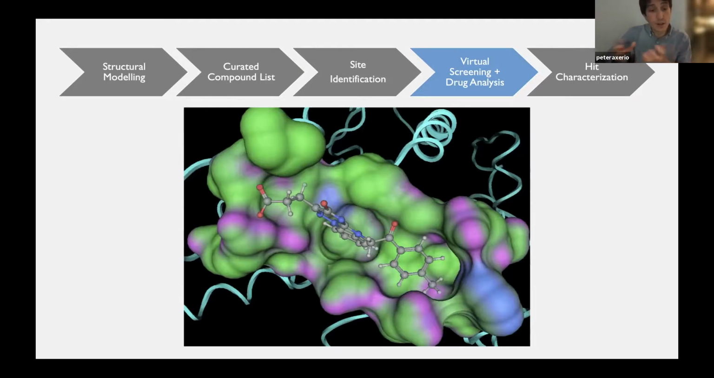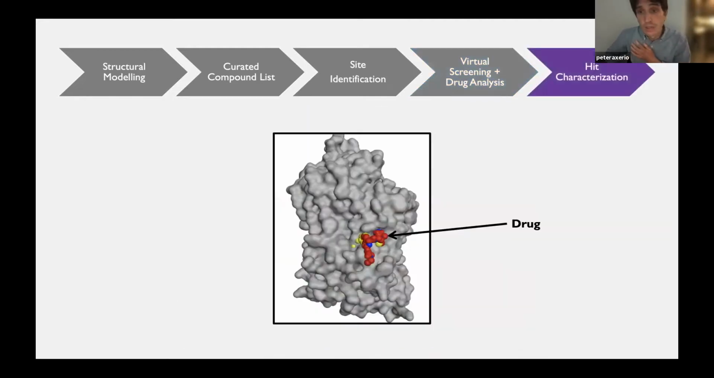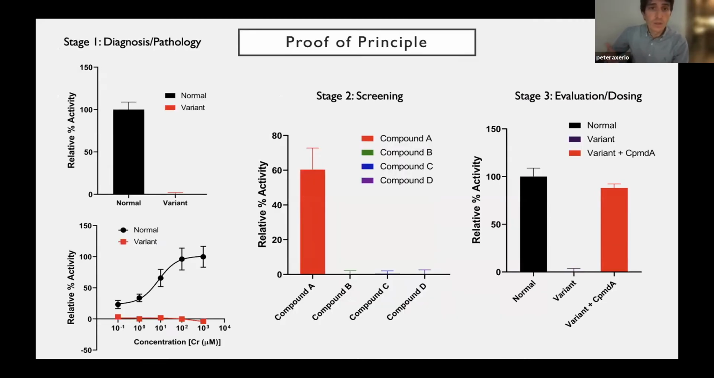And it also tells us the orientation of the drug and how to later modify it so that we can find drugs that can be more potent. So once we find a drug that we like virtually, then we can buy these drugs and test them in the lab.